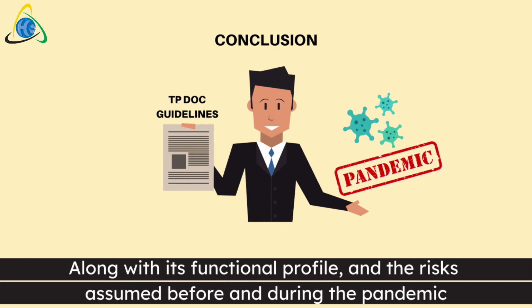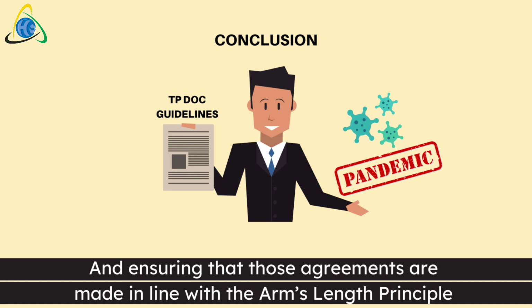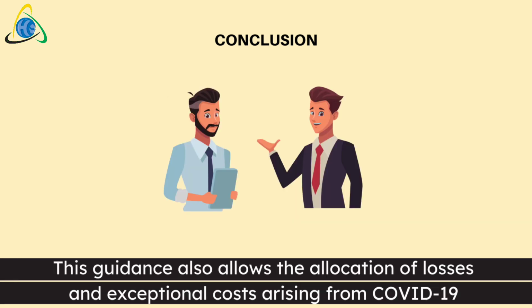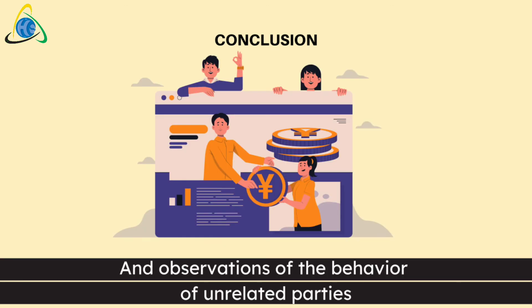So as for the conclusion, this guide gives priority to the analysis of a specific taxpayer along with its functional profile and the risks assumed before and during the pandemic, while allowing modifications to pre-existing agreements with related parties, and also ensuring that those agreements are made in line with the arm's length principle. This guidance also allows the allocation of losses and exceptional costs arising from COVID-19 and also refers to the provisions of force majeure and observations of the behavior of unrelated parties.